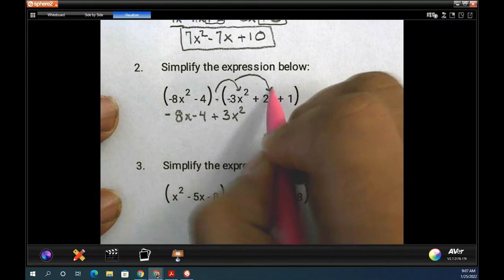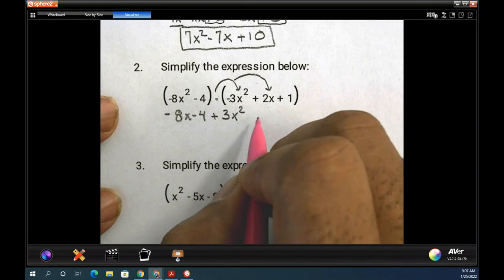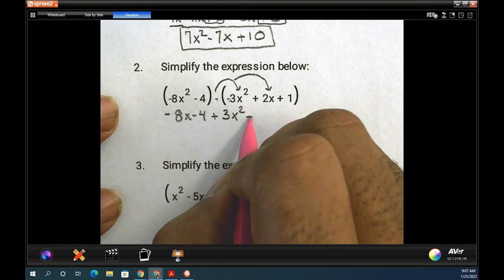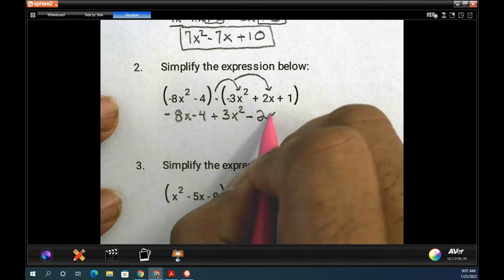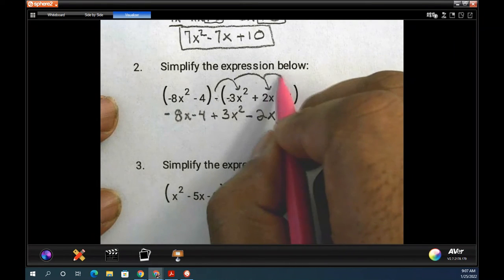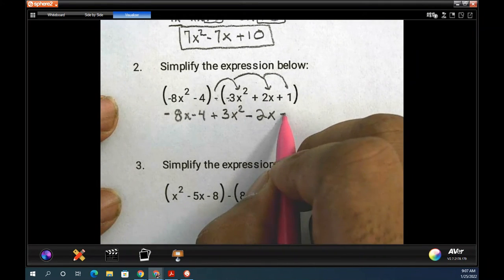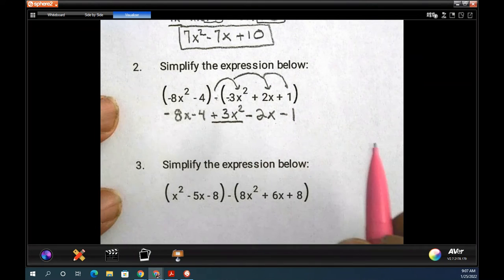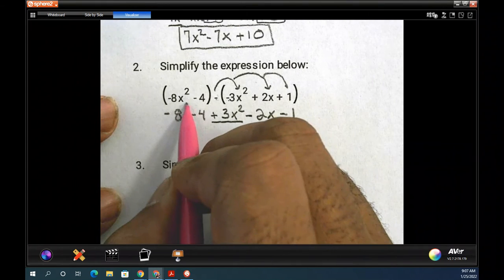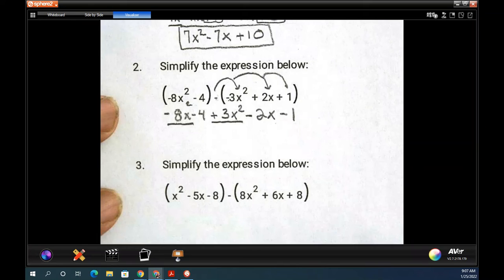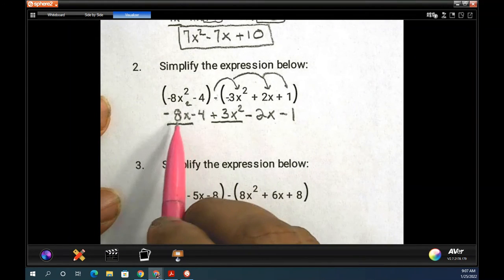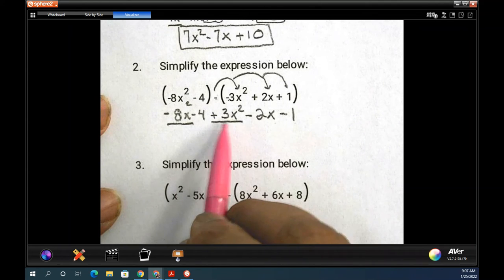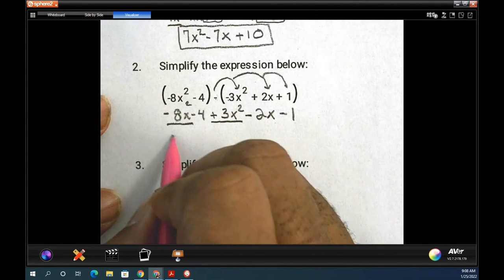-1 times negative 2x is minus 2x... so it becomes minus 2x. -1 times 1 is just -1, so it's minus 1. All right, start with your highest power: 3x squared and negative 8x squared. So negative 8x squared plus 3x squared is negative 5x squared.